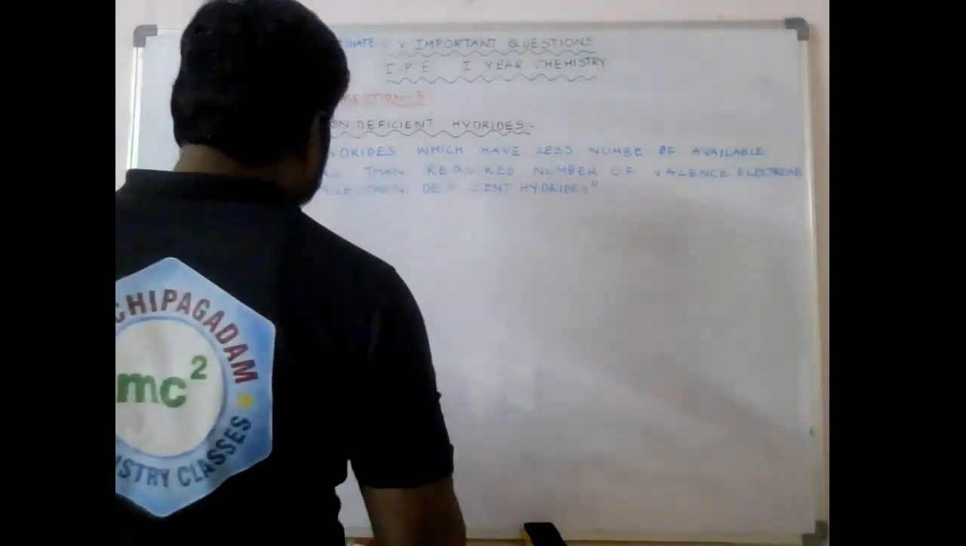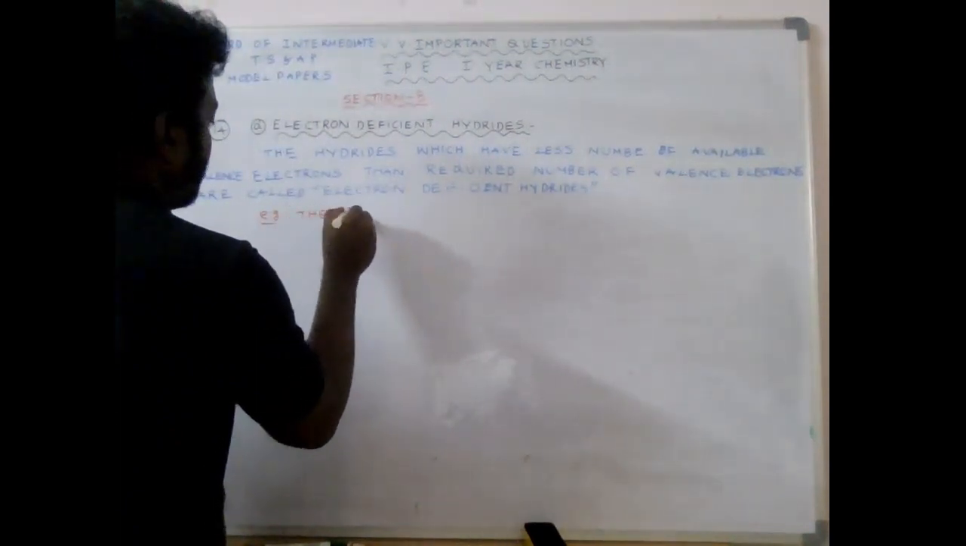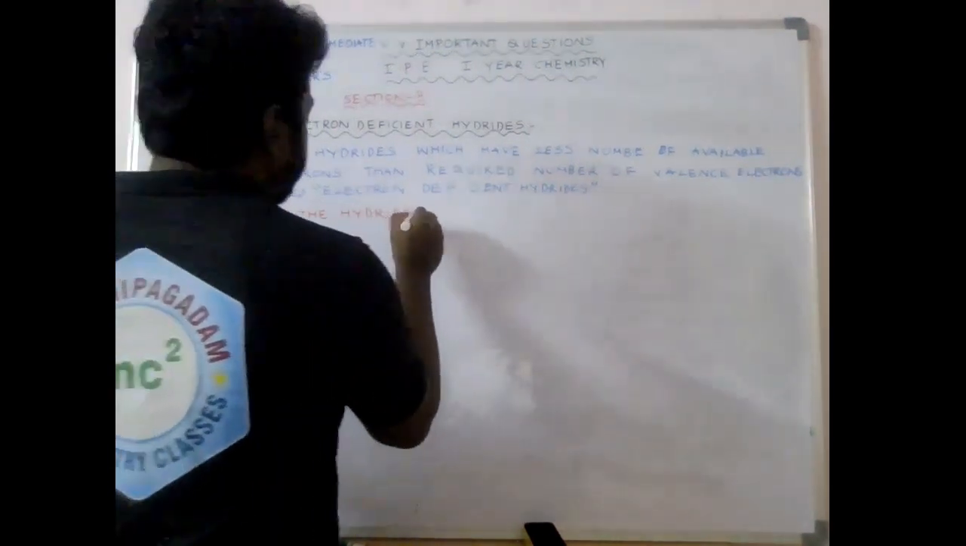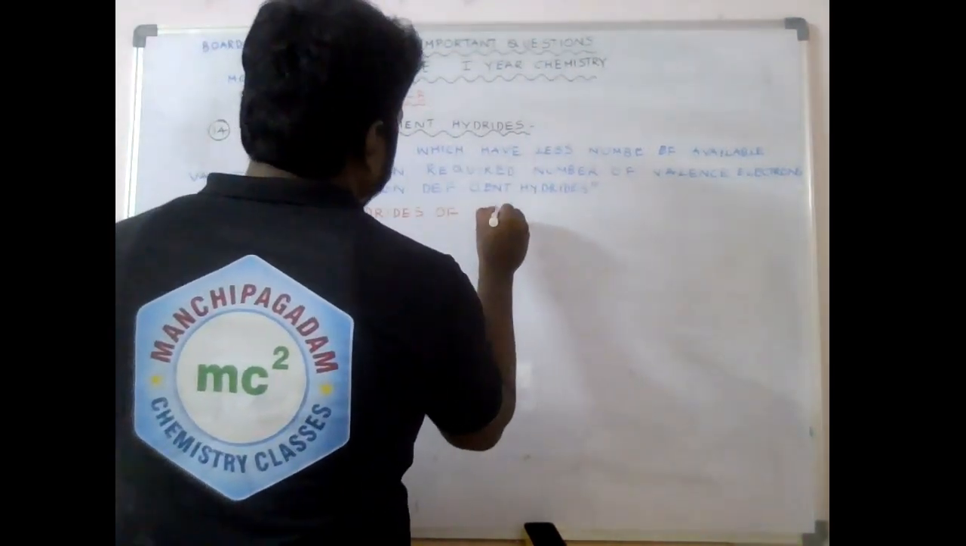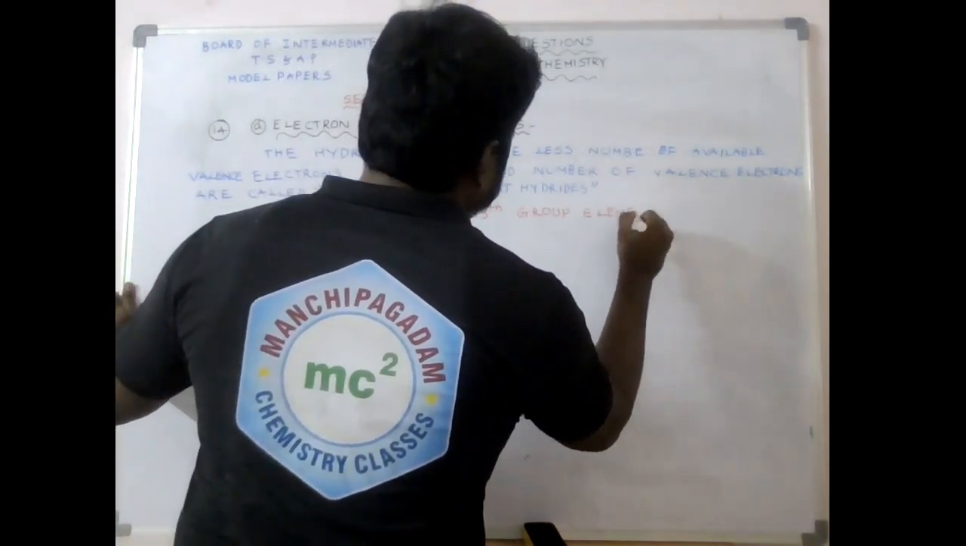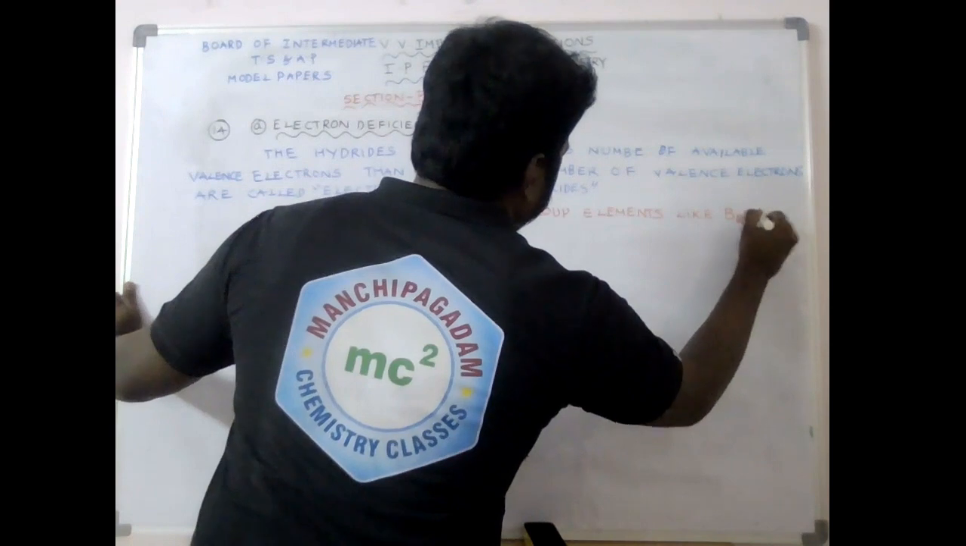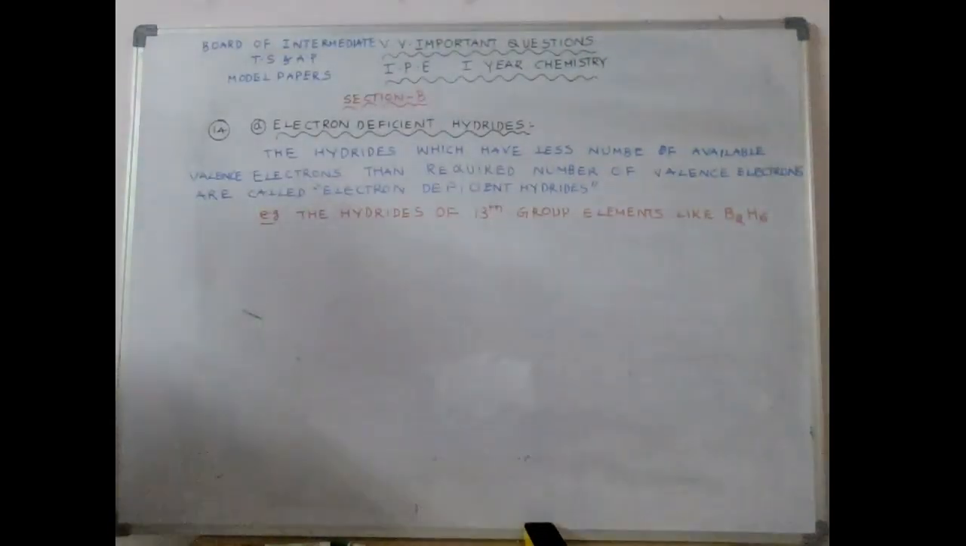What is the example? Just now I discussed. Example is what? The hydrides of 13th group elements, like diborane. What is the diborane formula? B2H6. The hydrides of 13th group elements like B2H6 are known as electron deficient hydrides, which have a smaller number of available valence electrons compared with the required number of valence electrons.